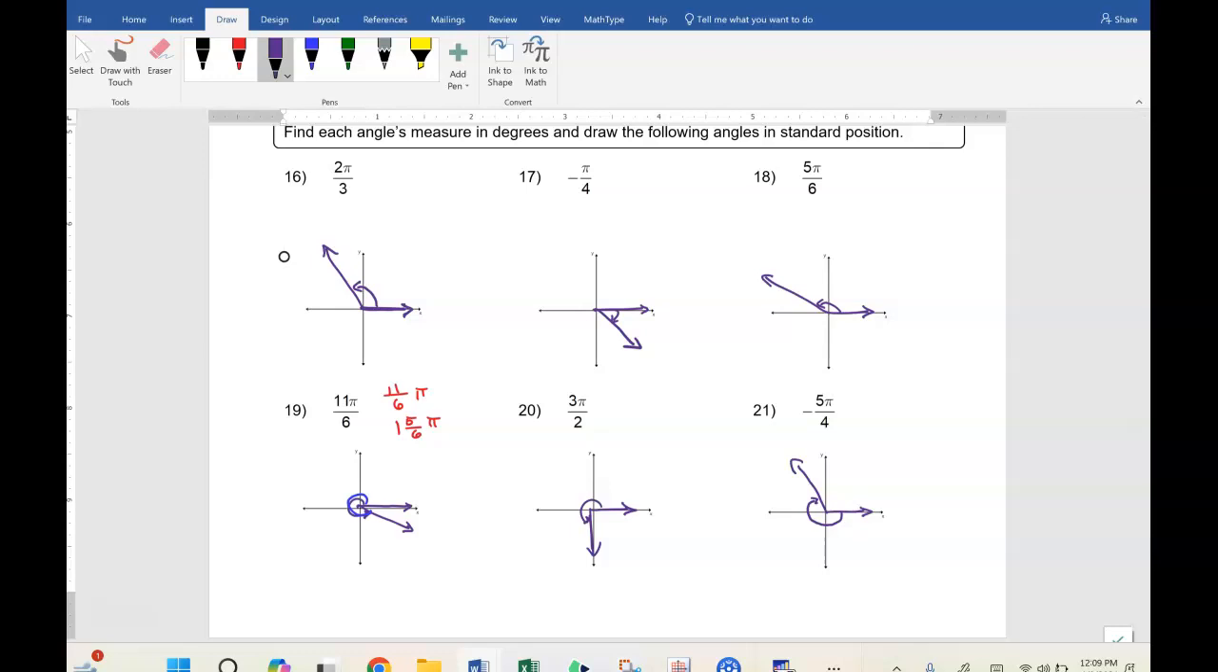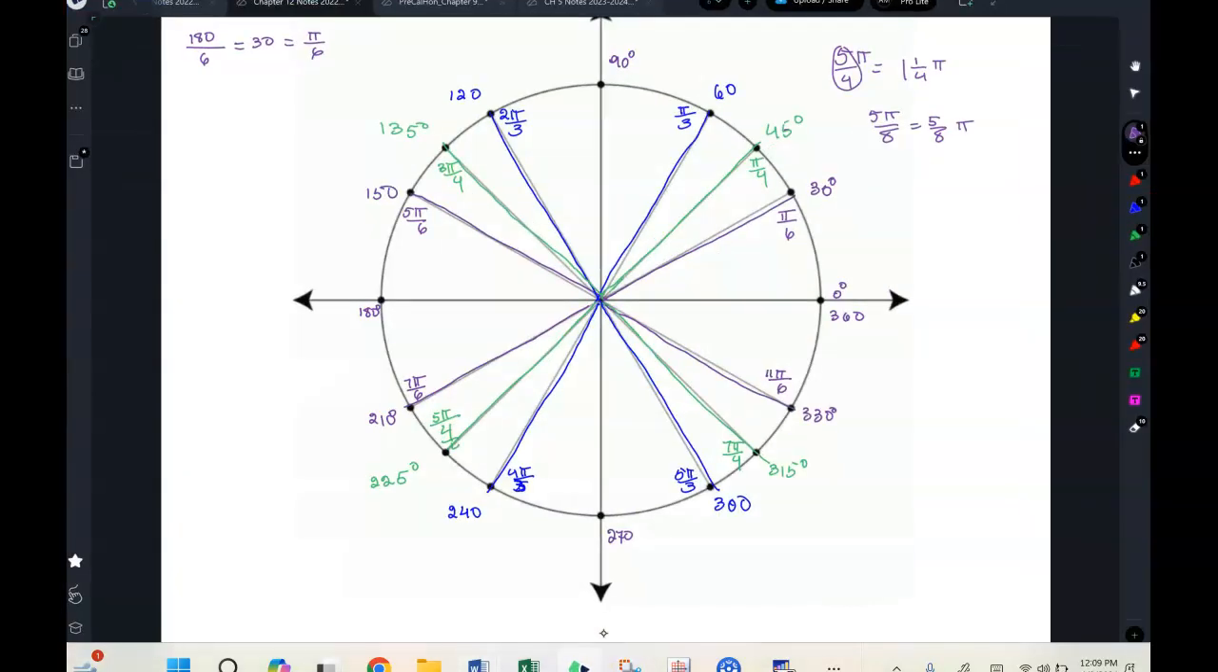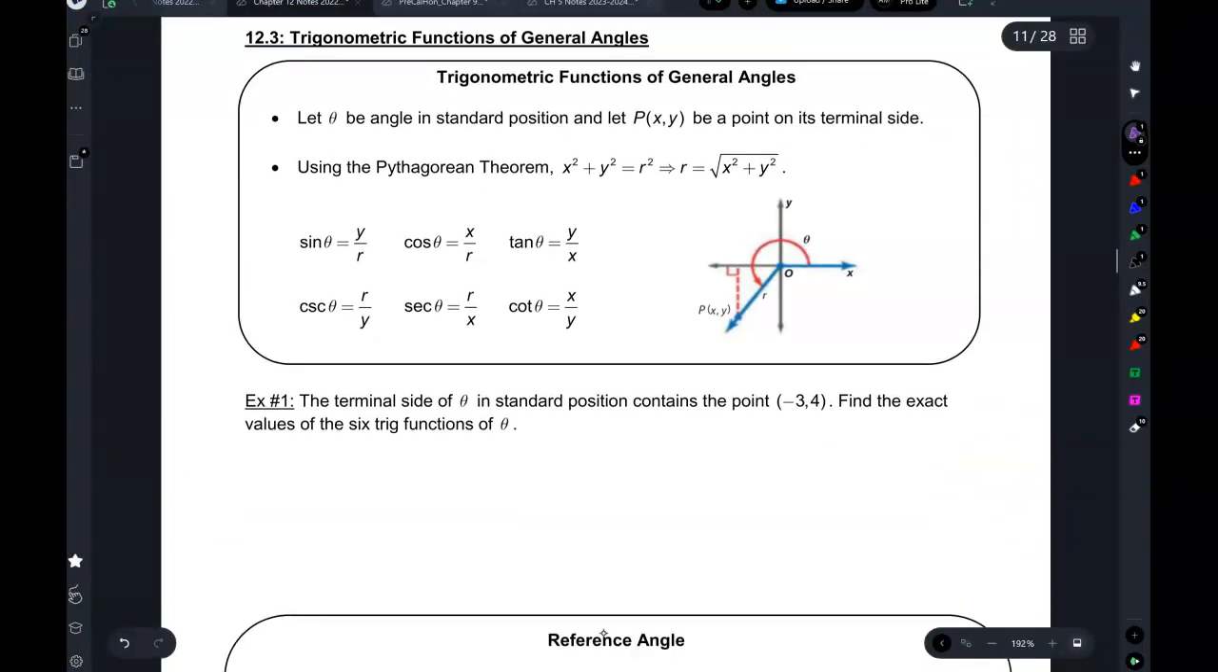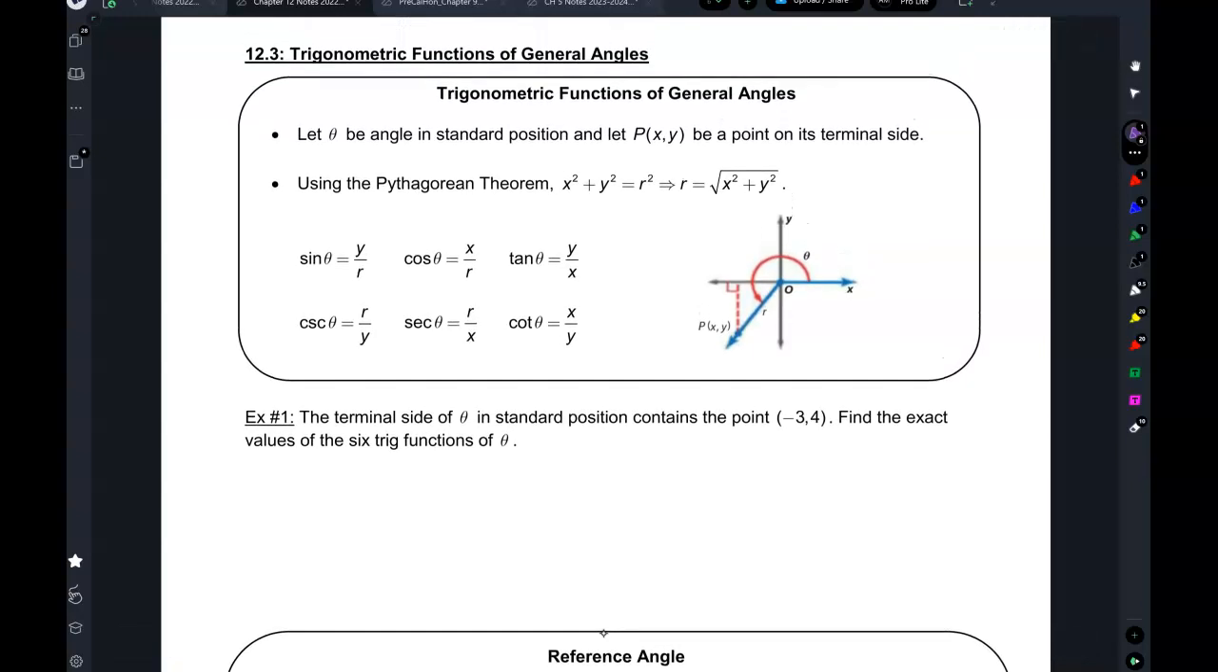So eventually, I would rather you guys know how to graph them this way. All right, so let's move on to section 3. We're going to talk about trig functions of general angles. Suppose I have any angle theta.